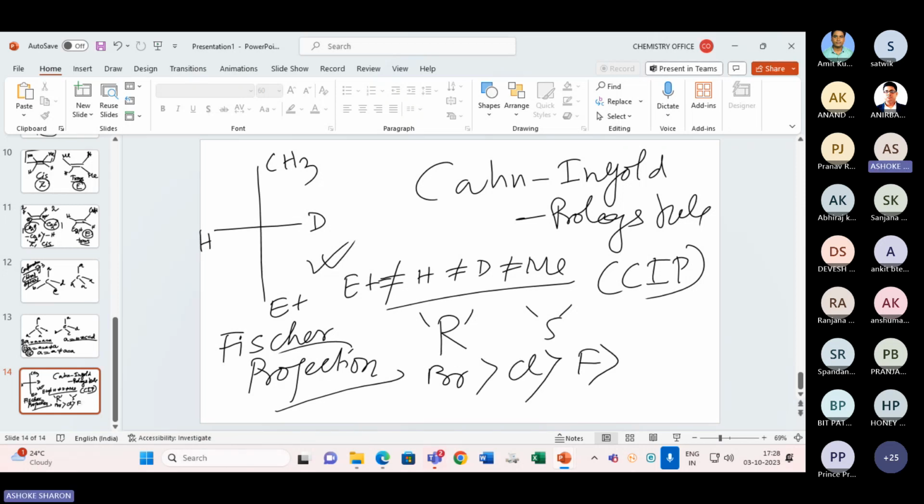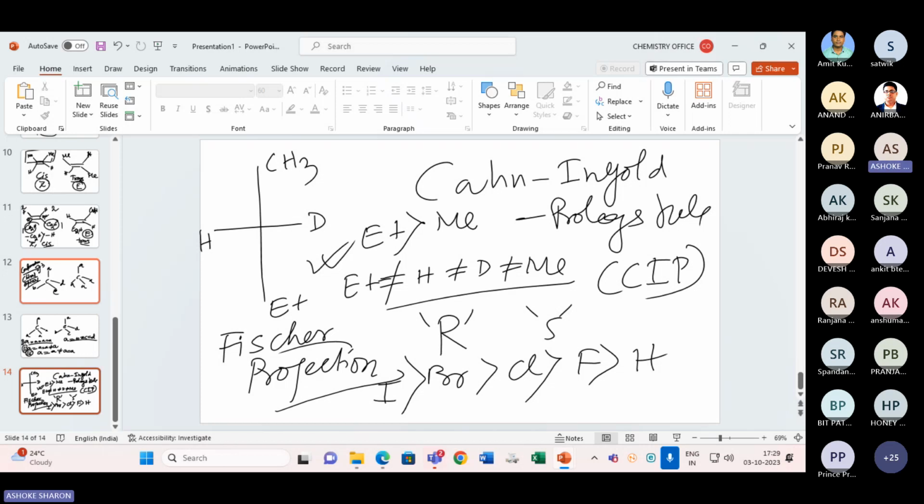fluorine. And iodine will get the highest priority, higher than hydrogen. So this is the one. When the atomic number is the same, in that case you have to consider the mass number also. Considering mass number, ethyl will get the priority, then the methyl one.